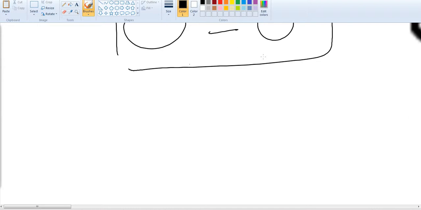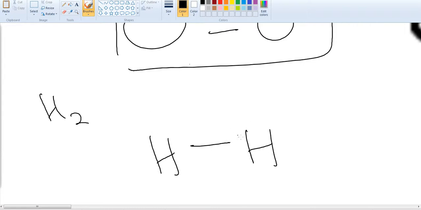Also, we could look at hydrogen, elemental hydrogen, which exists as two atoms. That'd be a single bond, two atoms of hydrogen, and that would be nonpolar because the polarity is canceled out on each side.